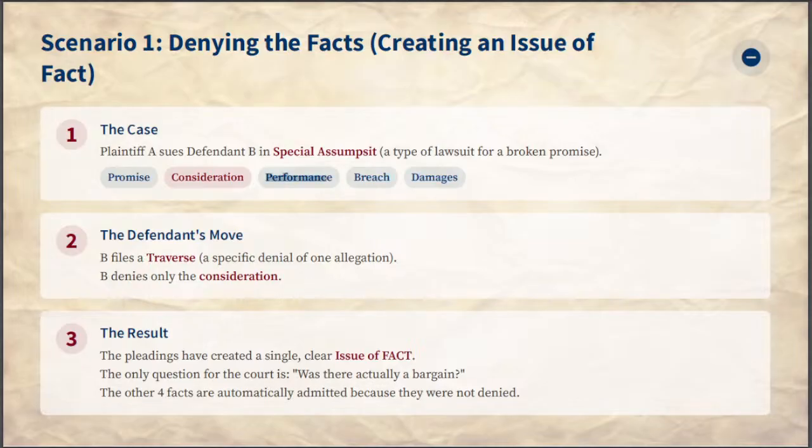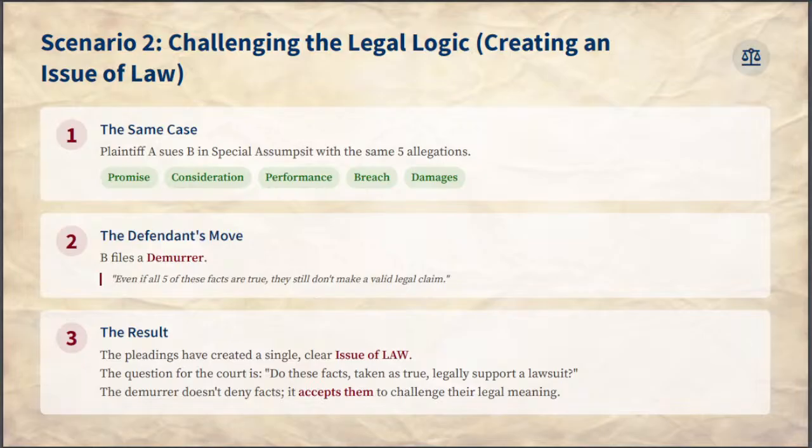Let's continue here to another scenario. Here's scenario 2, challenging the legal logic, creating an issue of law in the same case. So again, plaintiff A sues defendant B in a special assumpsit with the same 5 allegations: promise, consideration, performance, breach, and damages. The defendant's move. The defendant B files a demurrer. And that demurrer states even if all 5 of these facts are true, they still don't make a valid legal claim. The result? The pleadings have created a single, clear issue of law.